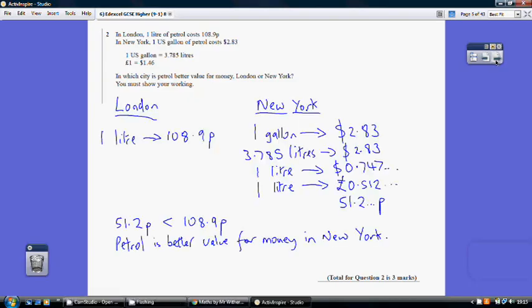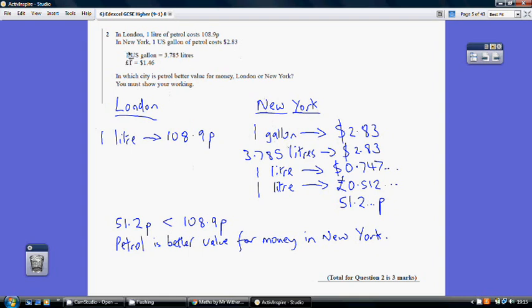Question 2. Well, there are many ways to answer this question, but you just basically got to end up with comparing like with like. So I've stuck with how we have it for London. So 1 litre costing 108.9 pennies, and I'm going to change New York to be in litres and pennies so we can compare like with like. So in New York we've got 1 gallon being $2.83.